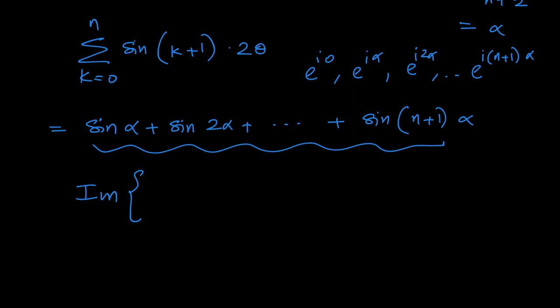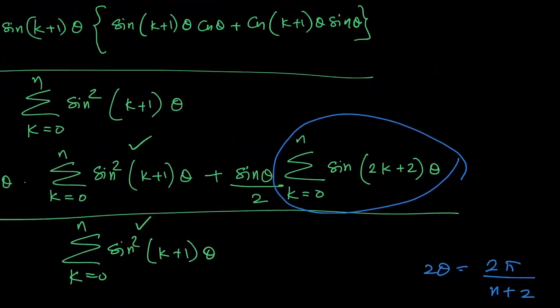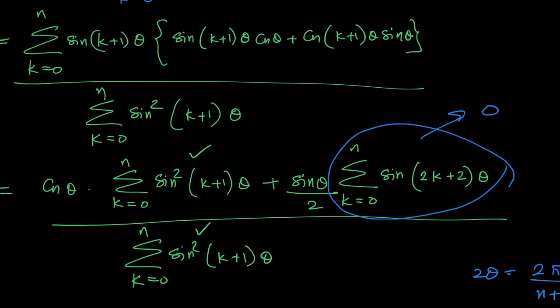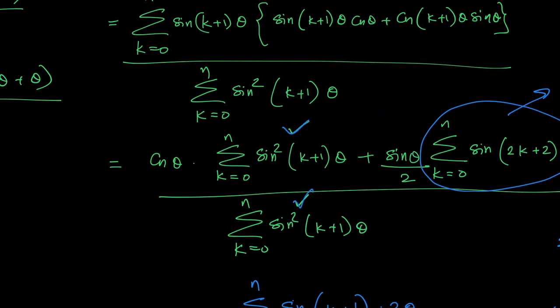So this will be the imaginary part of e raised to i0 plus e raised to i alpha plus up to e raised to i into (n plus 1) times alpha. Now this quantity, we know the sum of (n plus 2)th roots of unity is 0. So this quantity is 0. Otherwise you could have used the GP concept again. Okay. Now this is coming as 0. So simply these two terms get cancelled off and you are left with cos theta again.